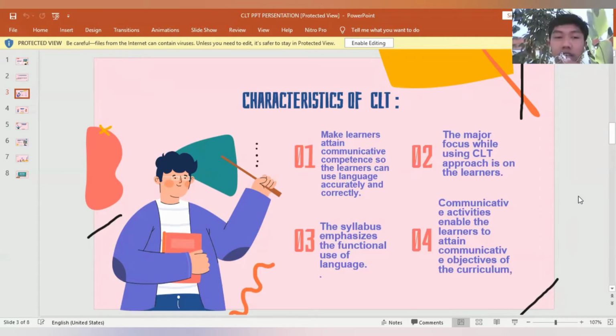The third is the syllabus emphasizes the functional use of the language. The syllabus relies on authentic material. The tasks which are assigned to the learner have purpose and meaning. And the last characteristic is that communicative activity enables the learner to attain communicative objectives of the curriculum, engages learners in communication, and requires the use of such communicative processes as information sharing, negotiation of meaning and interaction.